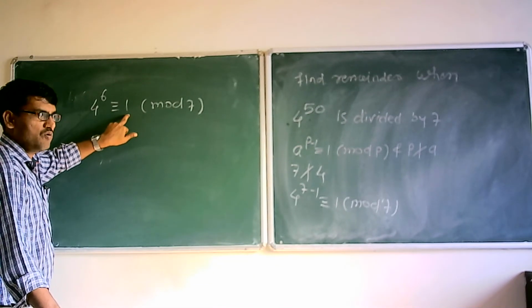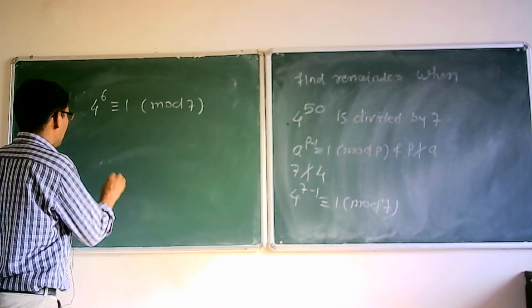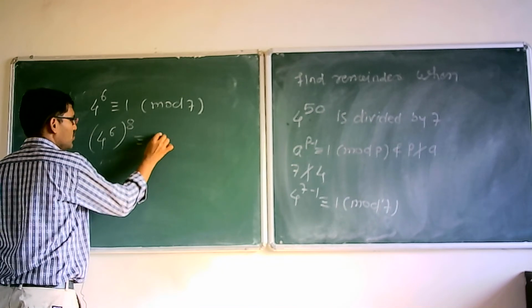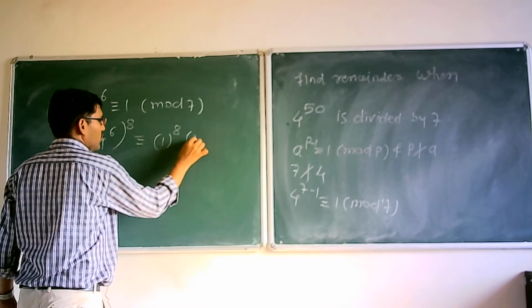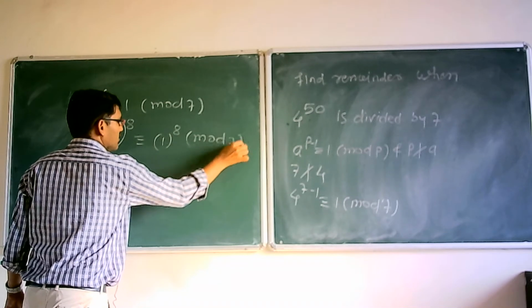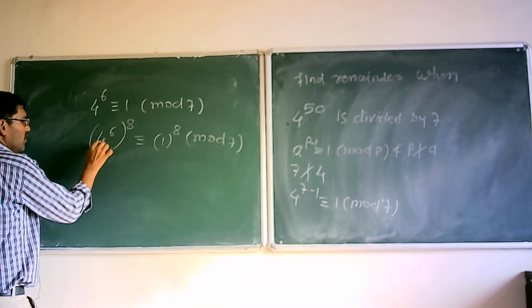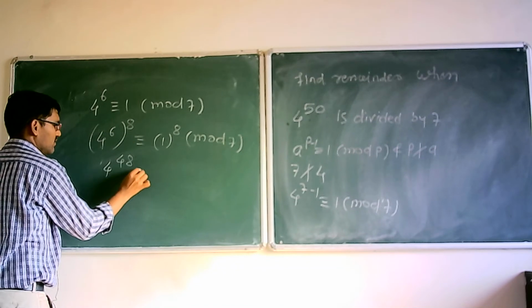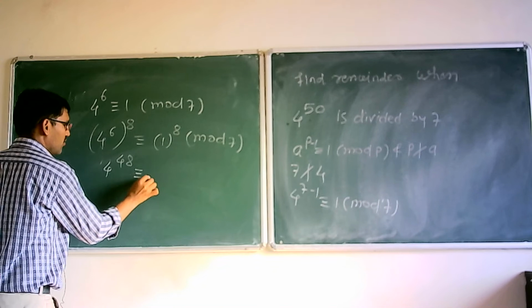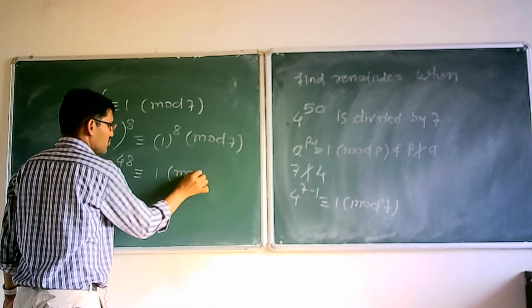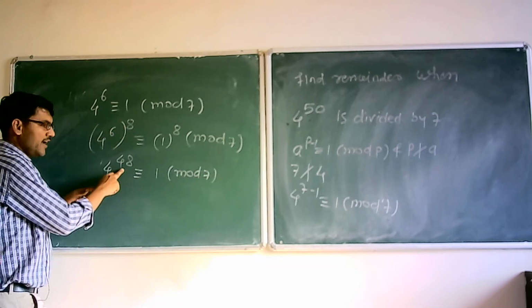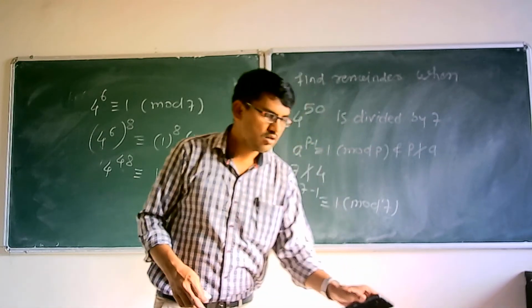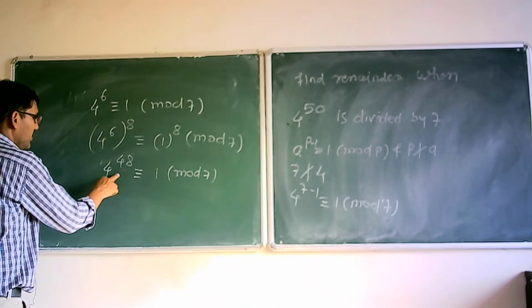4 raised to 6 power is 1. Now take the 8th power. 4 raised to 6 raised to 8 congruent to 1 raised to 8 modulo 7. So it is equal to 4 raised to 48. Okay, 48 congruent to 1 modulo 7. So up to 48, the remainder is 1.